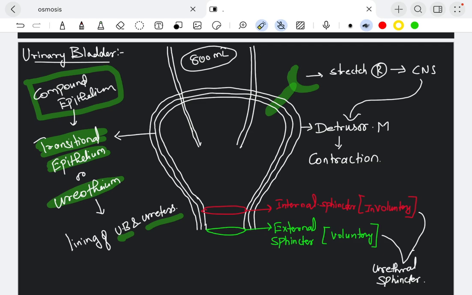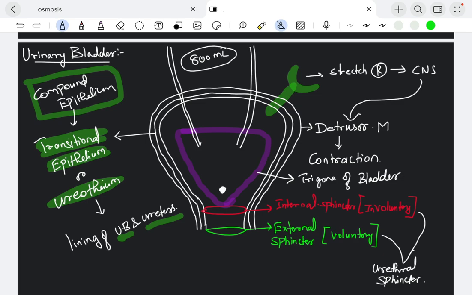Now there is one more structure in your urinary bladder. So these are your ureters, right? You have one ureter opening and another ureter opening, and there is another opening called the urethral opening. When you look at it, it will look like a triangle. This is called the trigone of the bladder.